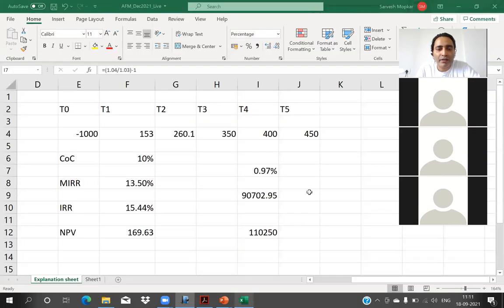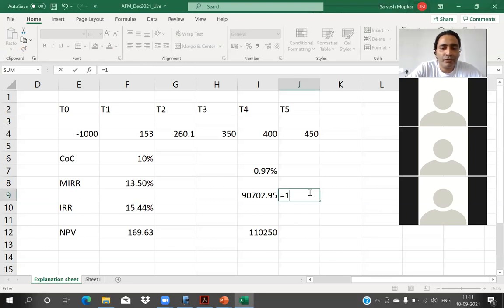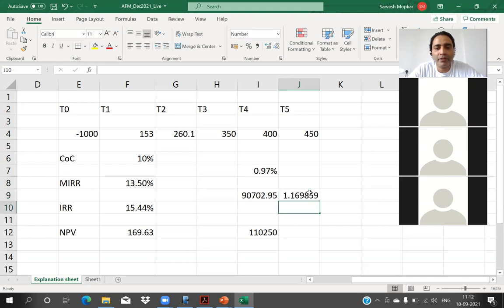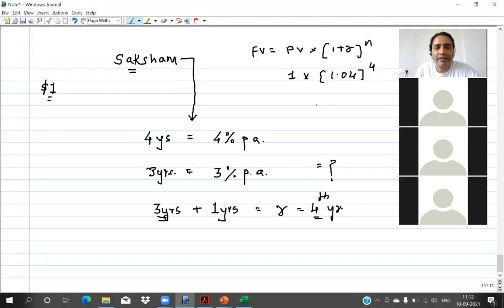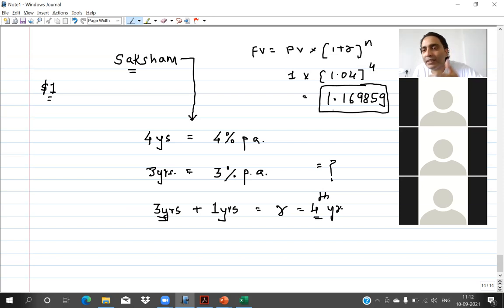Ye utna earning hota. That is 1.04 to the power 4, which is 1.169859. This would have been the fund value. Matlab $1, $1.169859 ban jata. All of you agree? $1 jo invest kiya for 4 years, it would have become $1.169859 after 4 years. Do you all agree? Yes, sir.